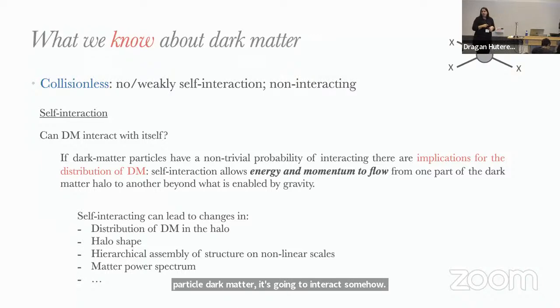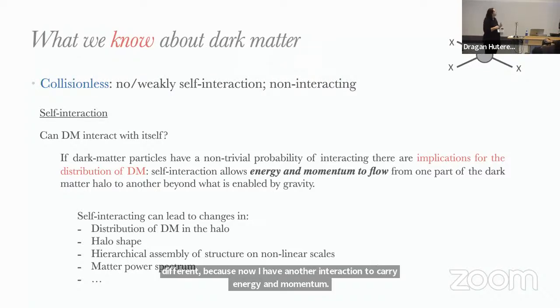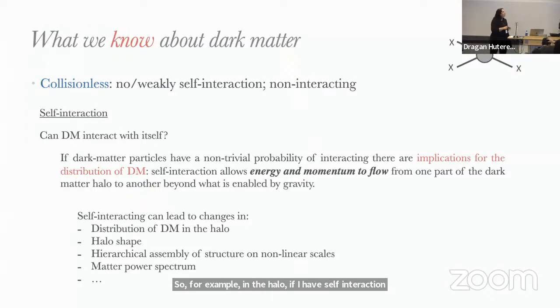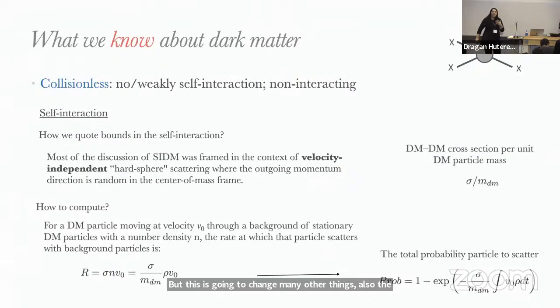And if I assume that dark matter interacts with itself, this can lead to a lot of changes and a lot of observational signatures. For example, it changes, of course, the power spectrum, but it's also going to change the shape of the halo. So Frank said that the halo follows an NFW profile. If you have self-interactions, this will be very different, because now I have another interaction to carry energy and momentum. For example, in the halo, self-interaction is going to allow this energy and momentum to flow from the inner and outer parts of the halo. And this is going to change the profile of the halo a lot. But this is going to change many other things: also the distribution of dark matter, how the structures form, and how do we measure self-interaction?